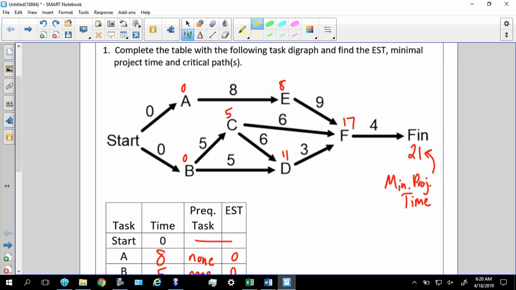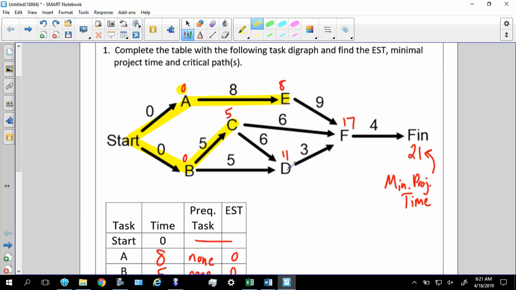For example, A ended up with 0. How did I get that? Because it came from start. Same thing for B. Now look at C here. C became 5. Why? Because B had 5. Same thing for E. If you notice it's 8 minutes, I got that through E. And what we're trying to do is find a path that takes us to the finish.